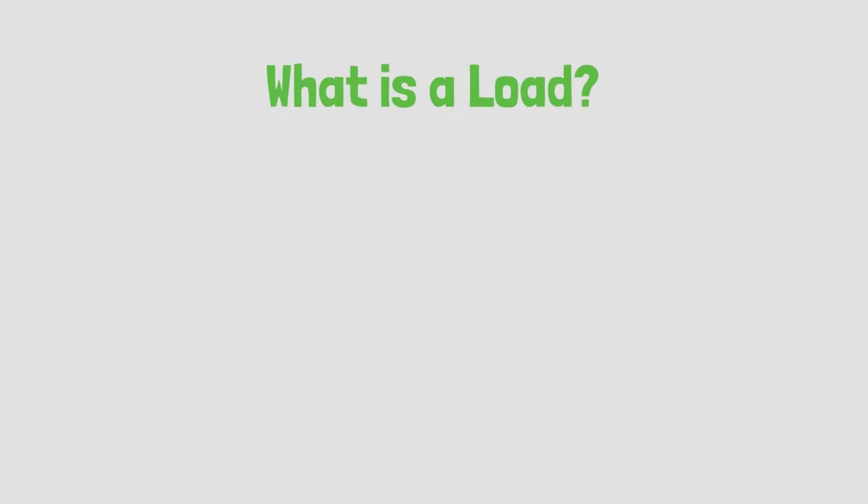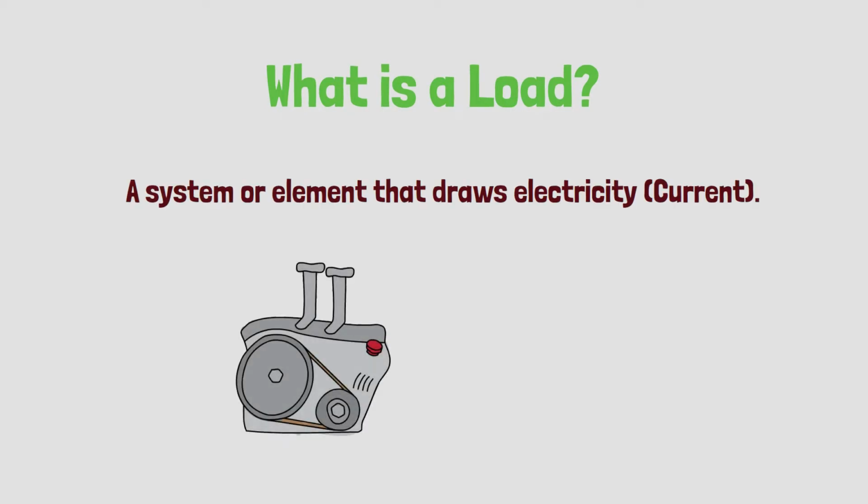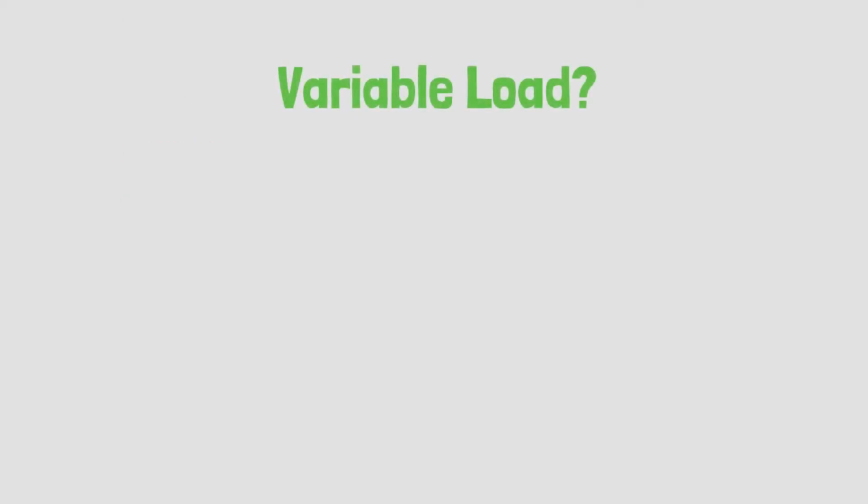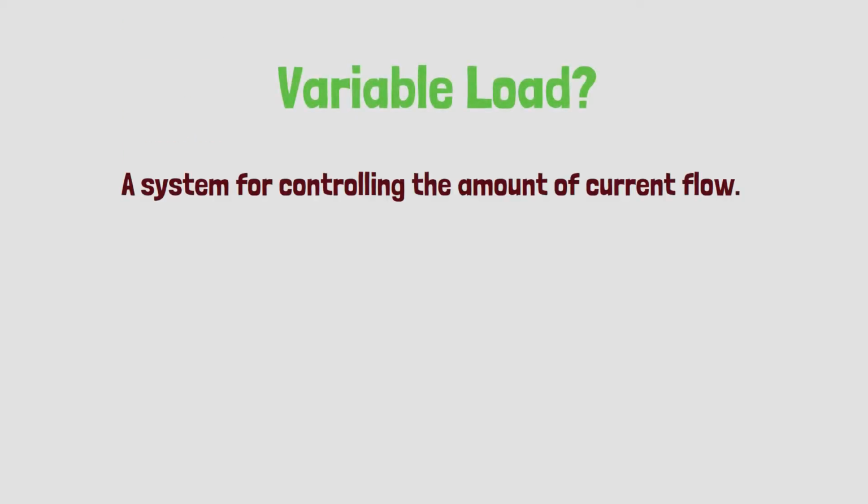A load is a system that draws current, like this heavy motor or a small light bulb. Then what is a variable load? It is a system that is capable of controlling the exact amount of current flowing to the load.